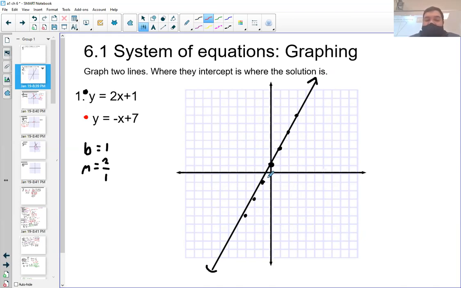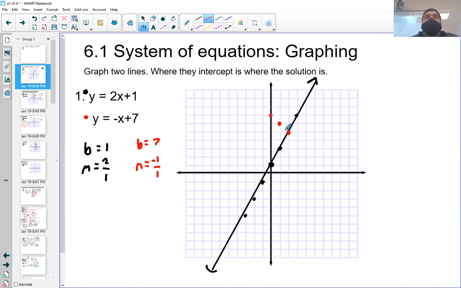Where do we start off? What's B? Well, B is 7, so then the M is -1/1. So I'm going to start at 7. 1, 2, 3, 4, 5, 6, 7. Down 1, right 1, down 1, right 1.